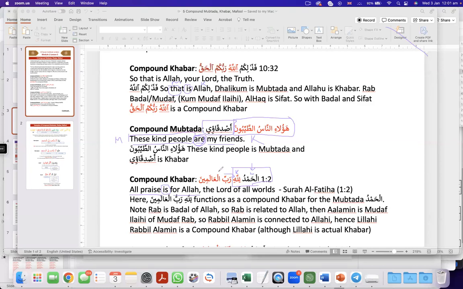Then Alameen, what is it? Rabbul Alamin, what's the meaning? The Lord of the universe. Of possession there. Mudaf ilayh there. So this is Mudaf and this is Mudaf ilayh. Can you separate this? Now we will not translate this, it doesn't sound right here. It doesn't fit in nicely there.